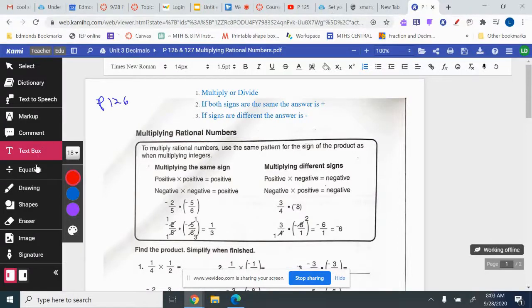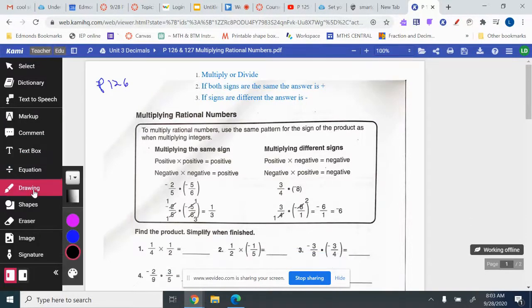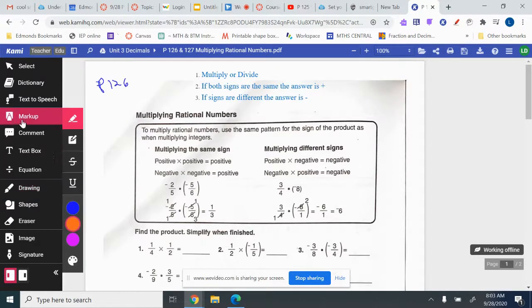All right, today we are going to be working on multiplying and dividing rational numbers, aka multiplying and dividing fractions. There's a real simple rule, and I put it up here. Multiply or divide. Ignore the signs at first and multiply or divide. The second rule is if both signs are the same, the answer is positive. And that's what they talk about down here.